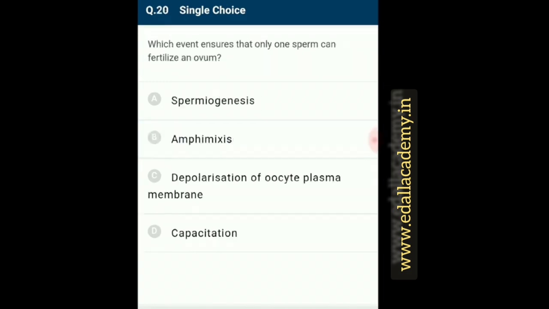Question number 20. Which event shows that only one sperm can fertilize an ovum? Block to polyspermy is an important step which takes place in humans, and even in sea urchins, during fertilization. This is done by two events. First, the fast block to polyspermy takes place because of the opening of sodium channels that causes the oocyte membrane to get depolarized. There is a slow block to polyspermy too. This takes place due to the cortical and zona reactions. These two types of block to polyspermy ensure that only one sperm can fertilize the ovum. So the answer is option C, depolarization of oocyte plasma membrane.